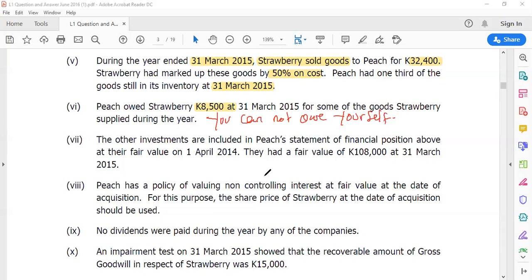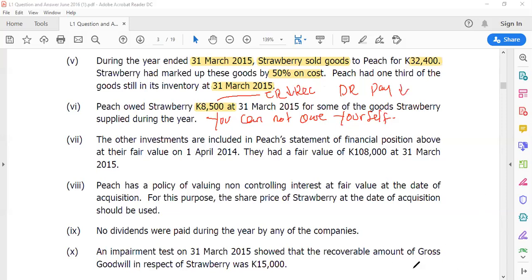If you don't believe me, please ask a sole trader. They will tell you, you can't owe yourself. So what do we do? The double entry: you simply go to receivables and reduce receivables, so credit receivables, and then debit payables. To reduce the payables, you debit. To reduce the receivables, you credit.